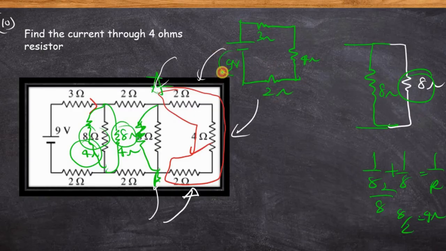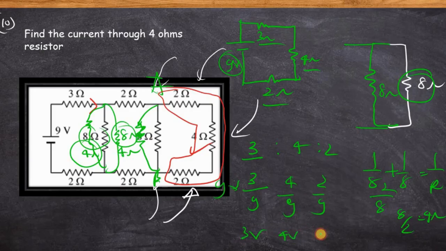We have 9 volt. So if we apply the potential divider, 3:4:2 ratio, it's 3 over 9, 4 over 9 and 2 over 9. Let's multiply all these by 9. So we are getting 3 volt, 4 volt and 2 volts. Across here we get 4 volt, right? Then across these 2, 4 and 2 again we have 4 volt.